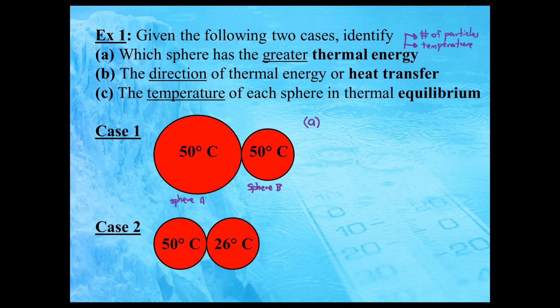Well, both these spheres have the same temperature, so that can't be the deciding factor in which one is going to have the greater thermal energy. So then it comes down to, which of these objects would have the greater number of particles? Well, the one that's bigger. The sphere that's bigger is the one on the left-hand side. So I'd say sphere A, because it is made up of more particles.